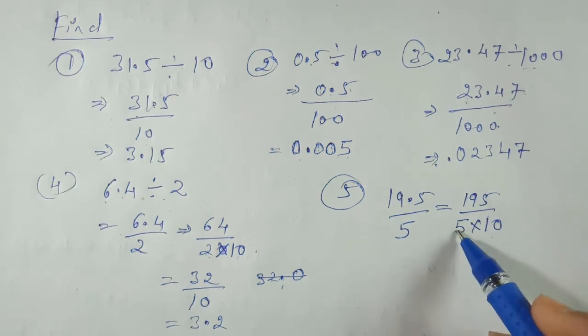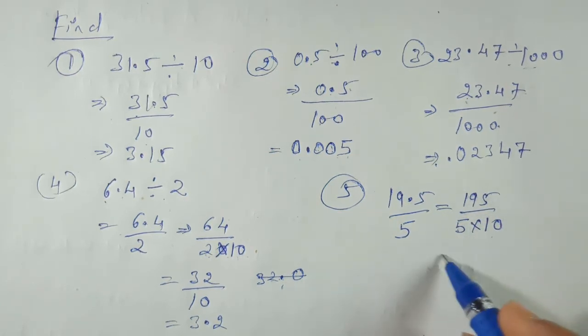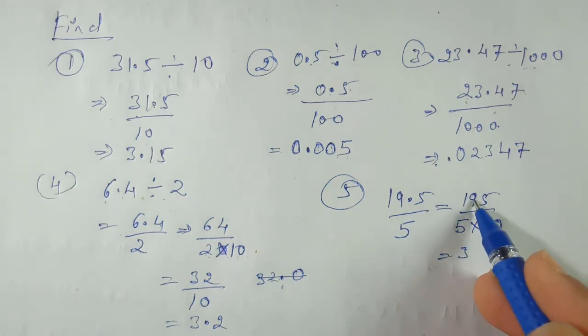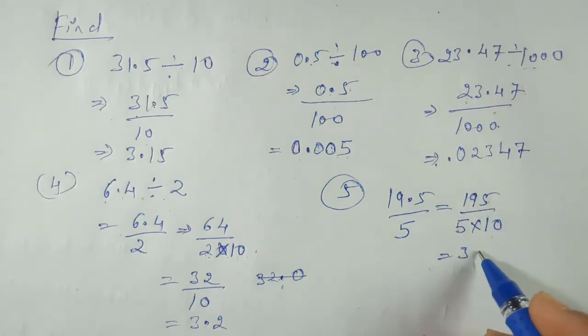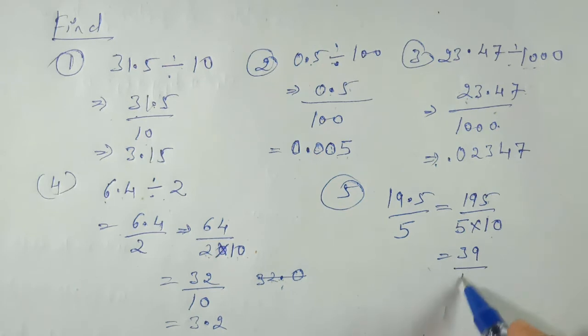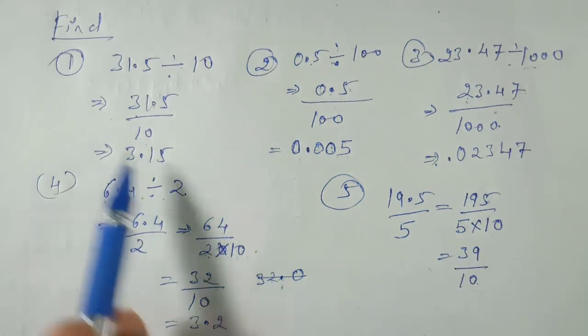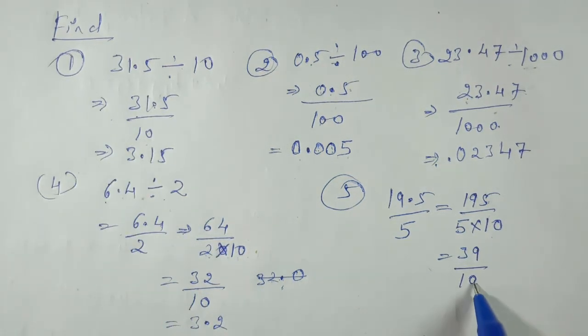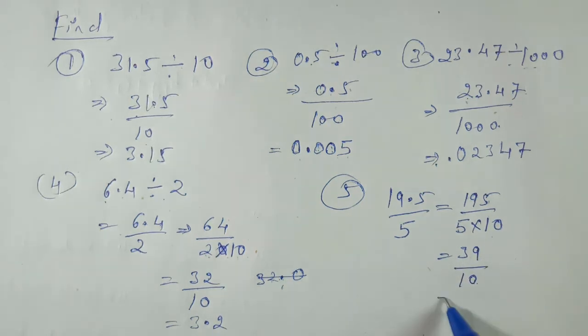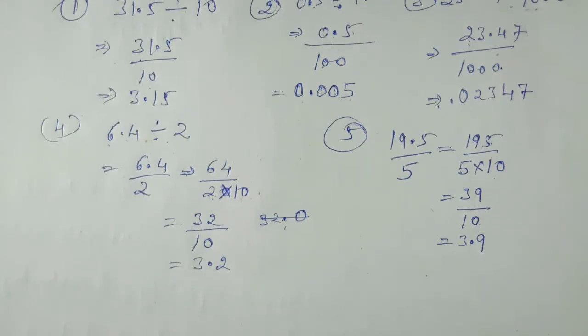So let us check. By the table of 5 it can be cancelled. 5 3 15, 5 9 45, upon 10. Again using the first condition, since 10 is there, we have to count the first place as the first digit and then put the decimal. 3 decimal 9. So this will give 3 decimal 9.